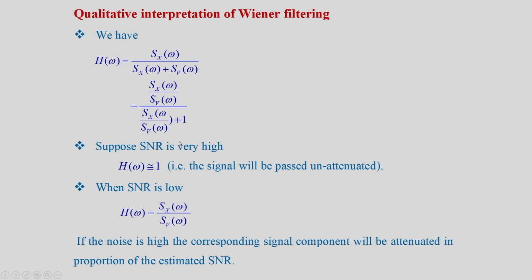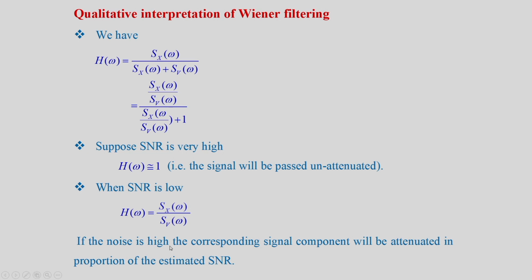Suppose SNR is very high. In that case this part will be dominant compared to 1, and therefore this ratio will be almost equal to 1, and this means that the signal will be passed unattenuated. That is, when SNR is very high, signal quality is very high, noise is very less, in that case H(ω) is approximately equal to 1. When SNR is low, this quantity will be approximately equal to 1. So, therefore, H(ω) will be Sx(ω) divided by Sv(ω). In other words, if the noise is high, the corresponding signal component will be attenuated in proportion to the SNR, because the observed data spectrum will be multiplied by this quantity. This quantity is nothing but the signal to noise ratio.